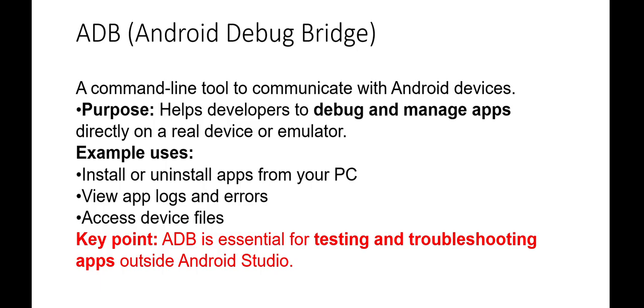Next is ADB, Android Debug Bridge, a command line tool to communicate with Android devices. The purpose of ADB is to help developers debug and manage apps directly on a real device or emulator. Examples: install or uninstall apps from your PC, view app logs and errors, access device files. So ADB is essential for testing and troubleshooting apps outside Android Studio.